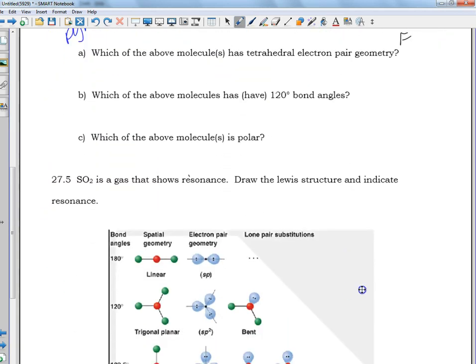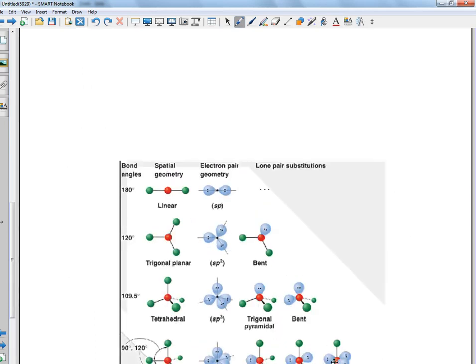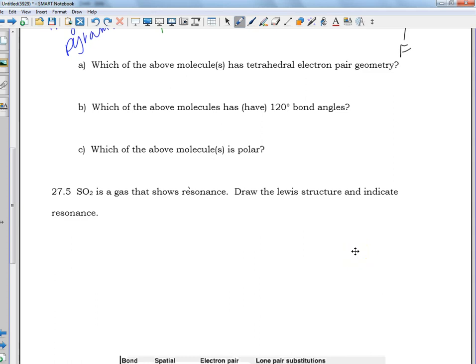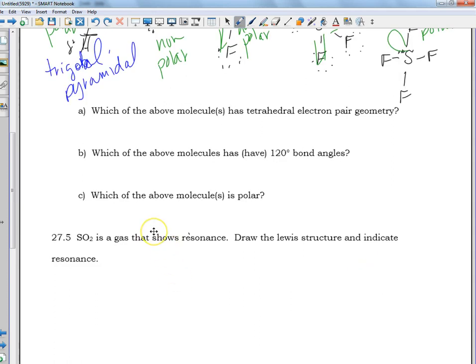All right, 27, talking about resonance. We didn't do much of this in class. So let's draw the, oh my, we're getting long. We're going to stop now, and we'll put 27 on the next one.